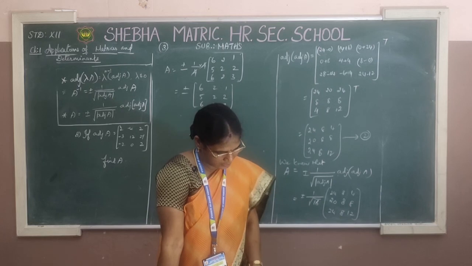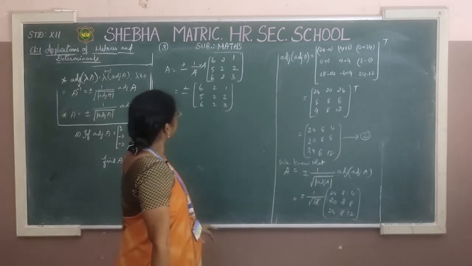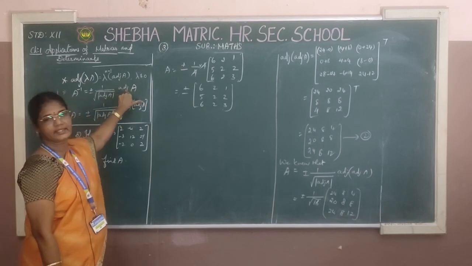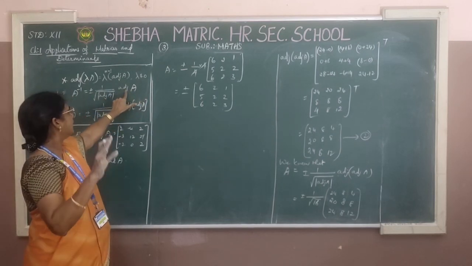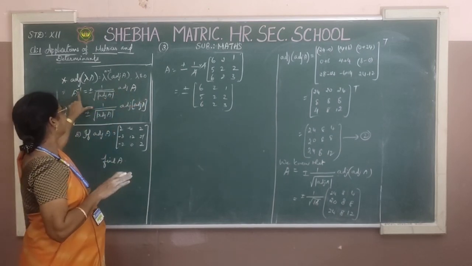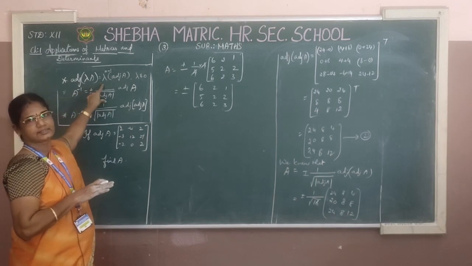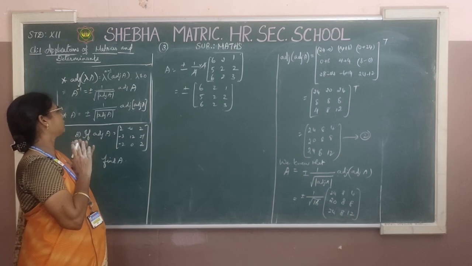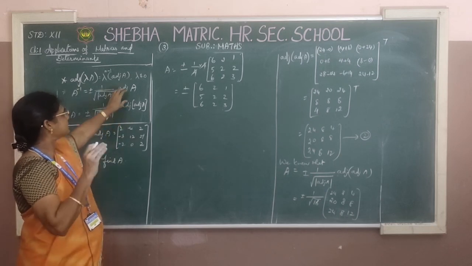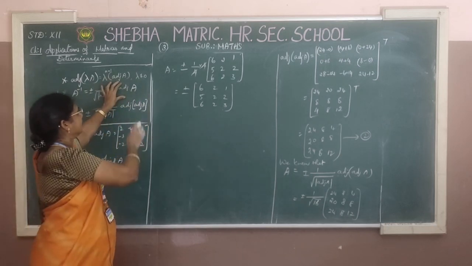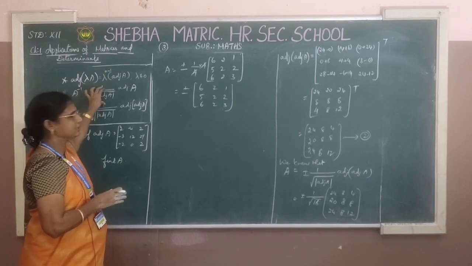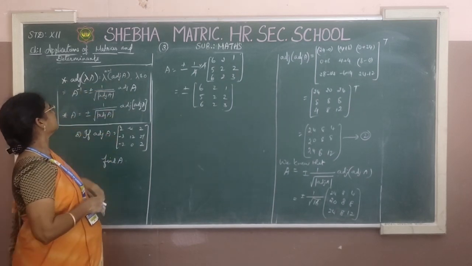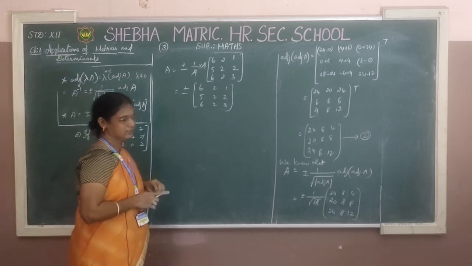Next, your ninth sum. Adjoint A is given and we have to find A inverse. It is very easy because you need not find the adjoint of adjoint. Just write the adjoint A and find the determinant value only. It is much easier than the 8th sum. So you will do the 9th sum yourself.